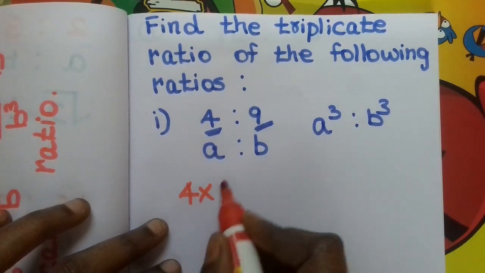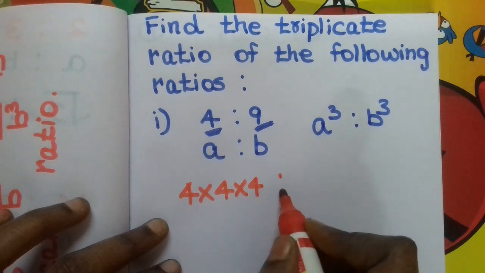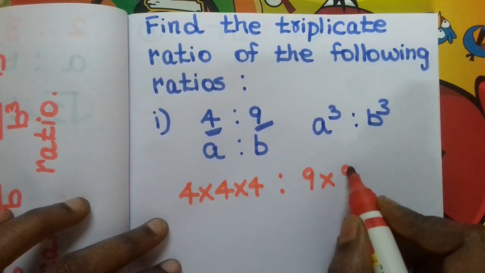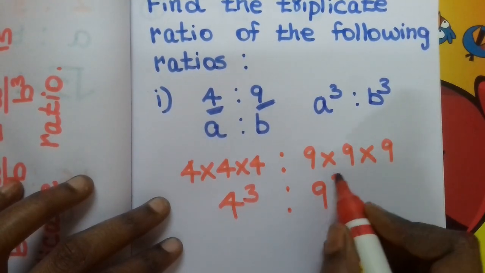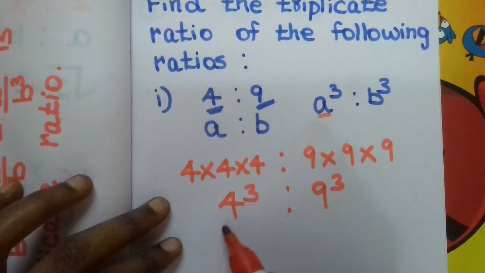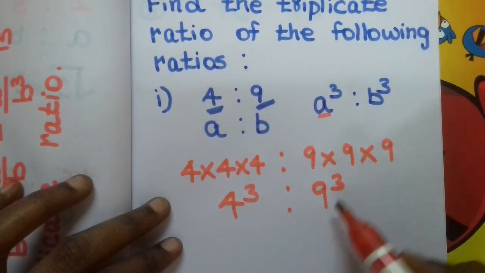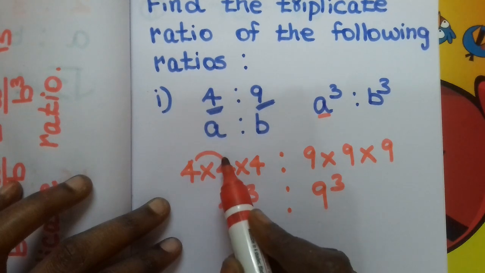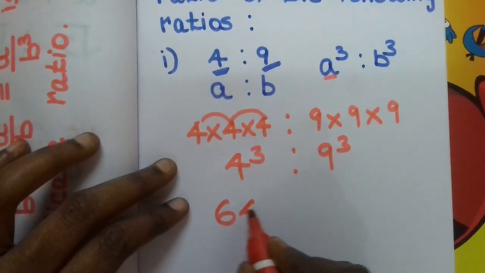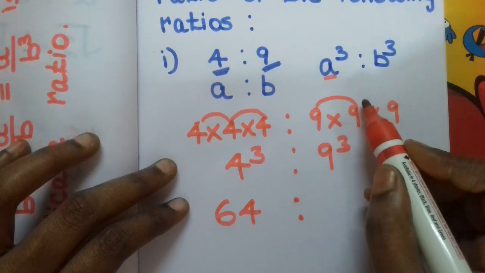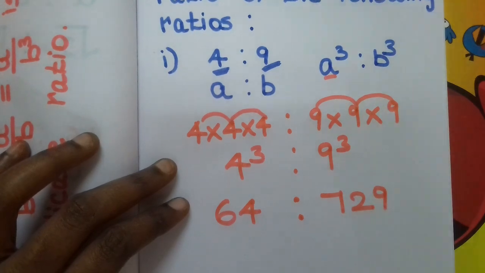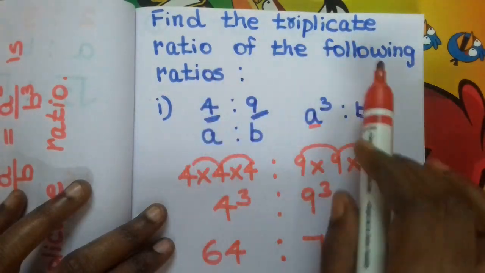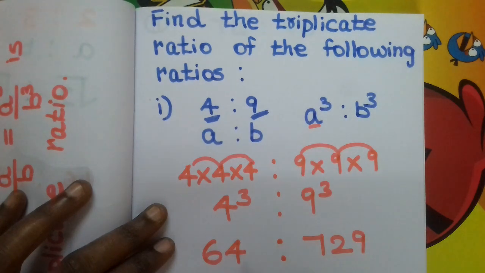So 4 multiplied by 4 multiplied by 4 is to 9 multiplied by 9 multiplied by 9. So this is 4 cube is to 9 cube. If you apply the formula, the antecedent 4 you cube, and your consequent 9 you cube. So 4 into 4 is 16, 16 fours are 64. So 64 is to 9 nines are 81, 81 into 9, which is 729. So the triplicate ratio of 4 is to 9 is 64 is to 729.